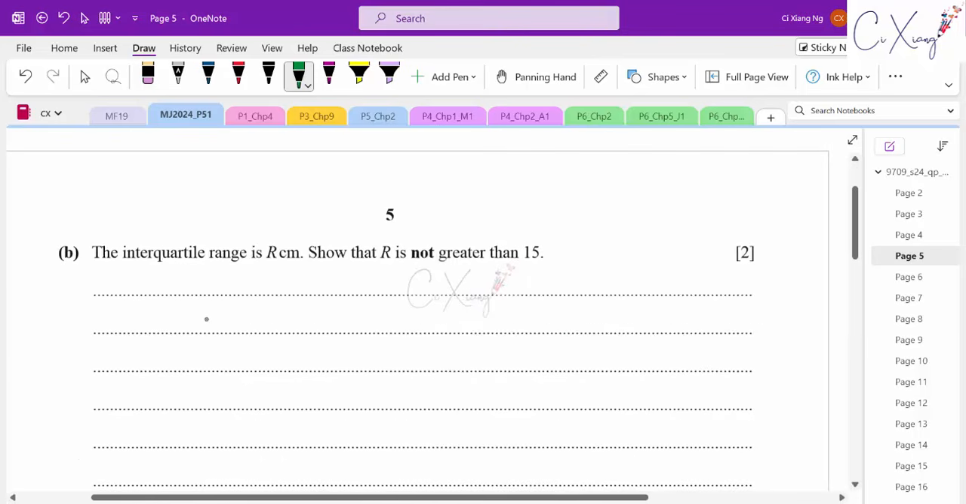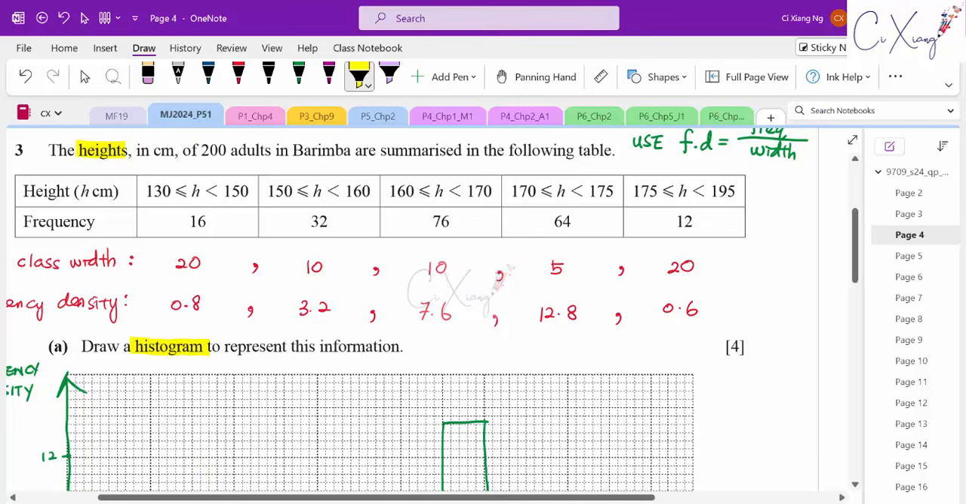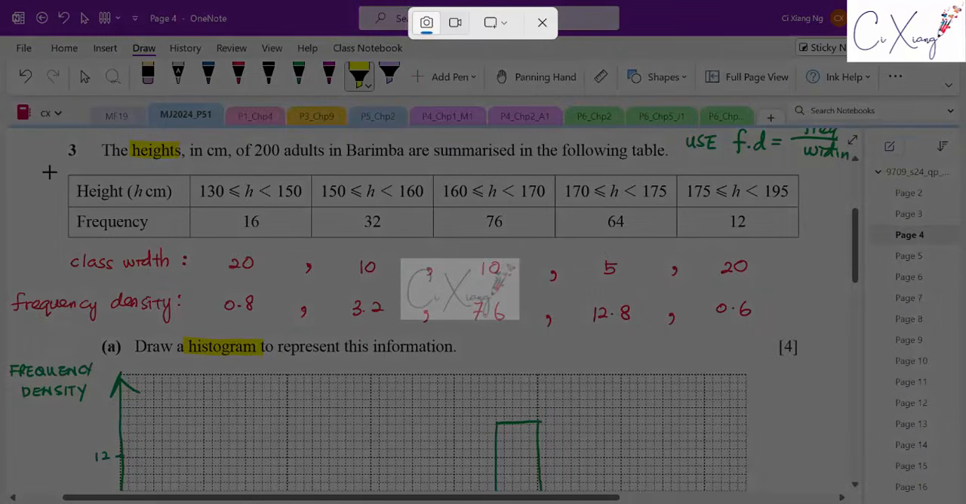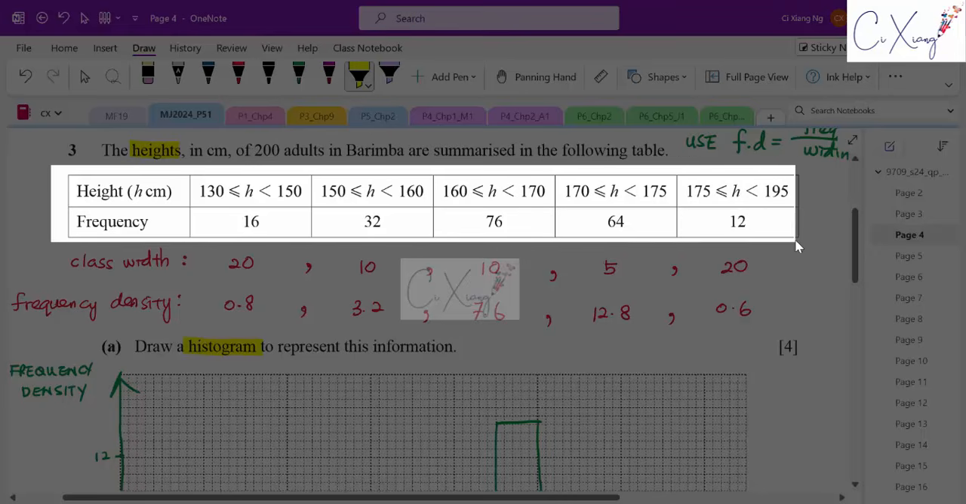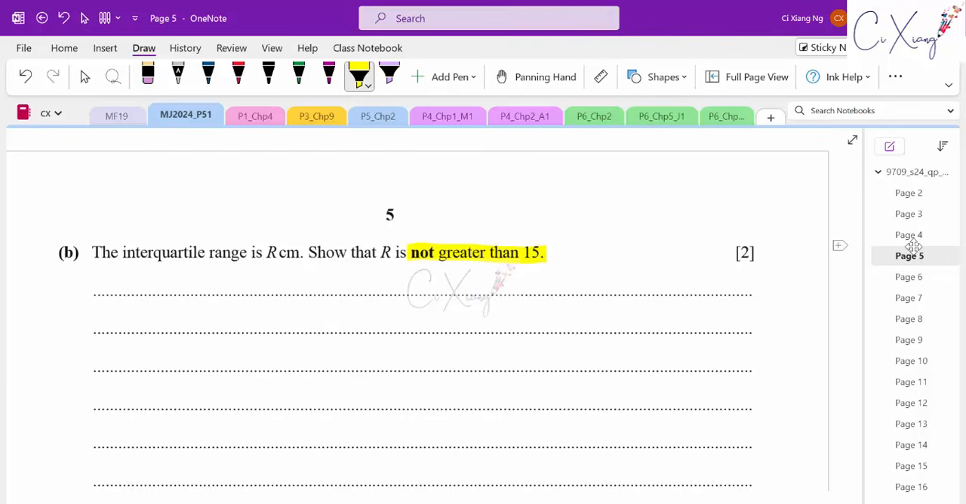Okay, so for part B, they are saying that the interquartile range is R cm, show that R is not greater than 1.5. Okay, so we are talking about the interquartile range. Let's go back to the data given. Interquartile range means that you need to arrange all your data from smallest to largest value and see where Q1 and Q3 are located.